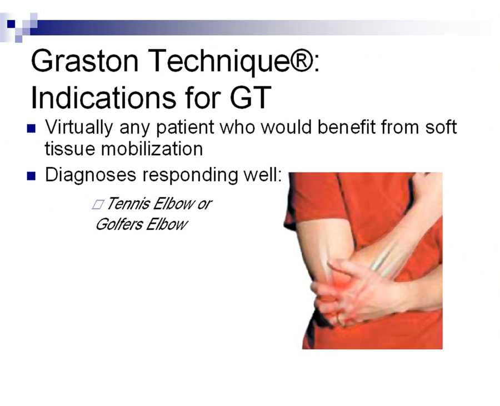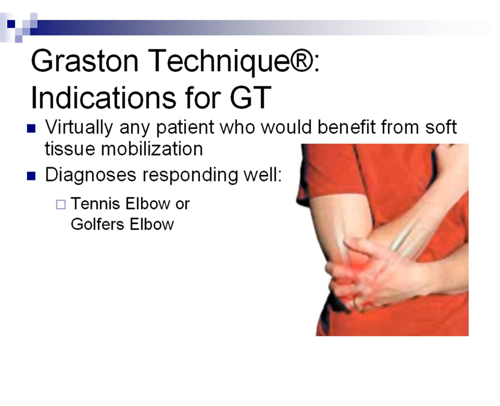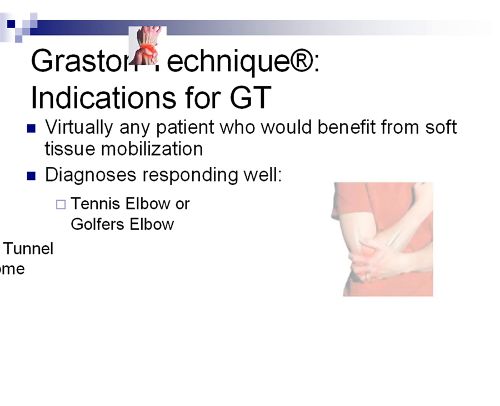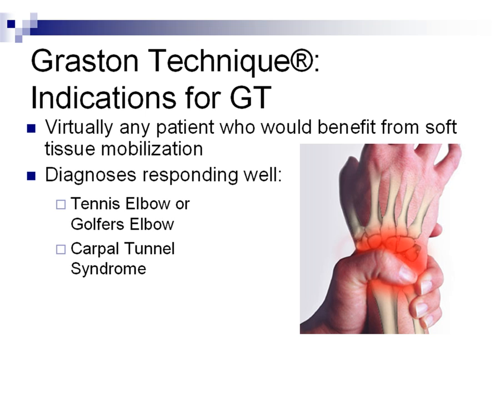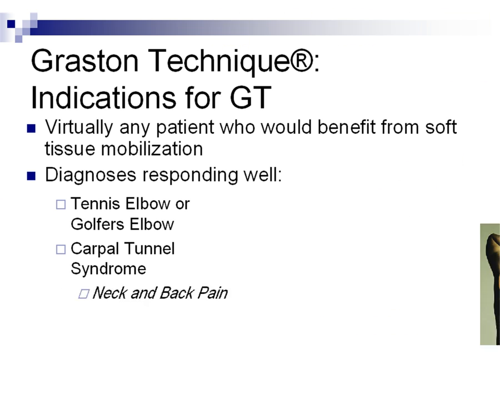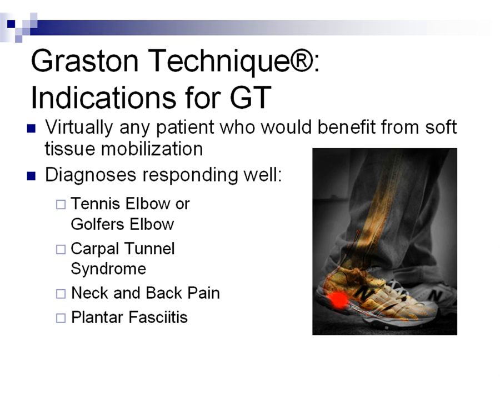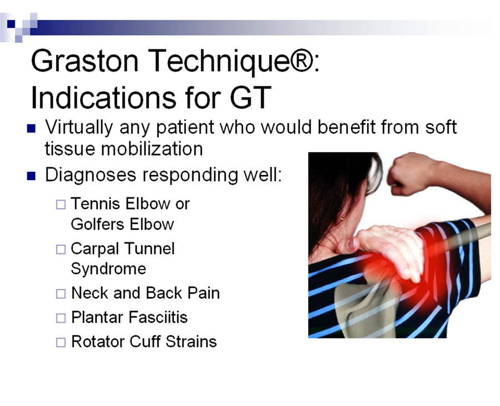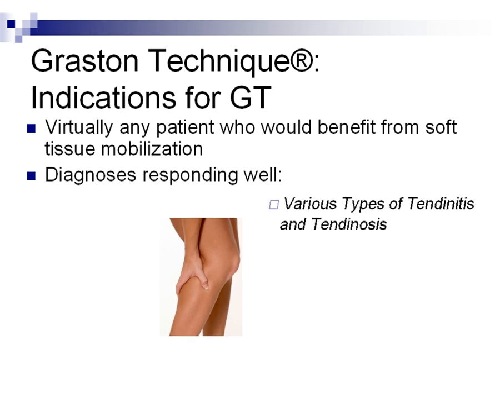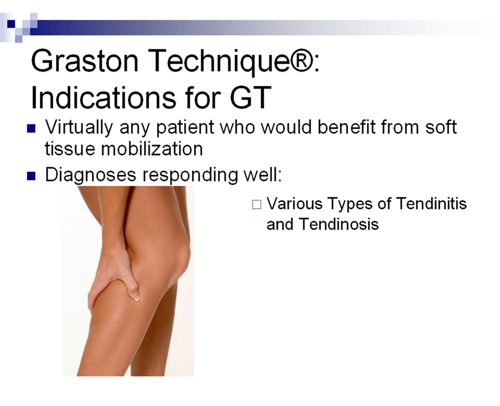Patients with tennis elbow or golfer's elbow present with pain on either side of the elbow. Carpal tunnel syndrome, which we have previously mentioned, is characterized by pain and/or tingling in the hand. Neck and back pain. Plantar fasciitis, which presents as pain on the bottom of the foot, with or without heel pain. Rotator cuff strains present as pain on the shoulder, usually following an injury or repetitive stress. Various types of tendinitis or tendinosis, which is characterized by pain over the involved tendons, such as the patellar tendon or the Achilles tendon.